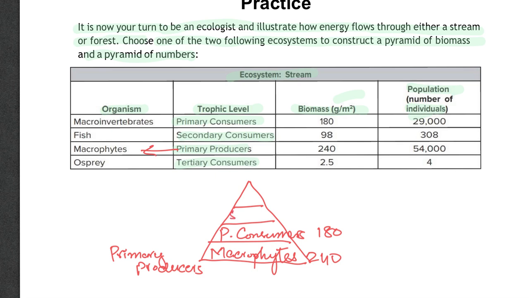Then we have the secondary consumers. Then we have the tertiary consumers. As you go up, you see the secondary consumer fish, which will be 98 grams per square meter, and the tertiary consumers will be 2.5 grams per square meter. You can see here how the biomass is reducing, and why it's reducing: because energy transfer is not 100% efficient. Thank you very much for watching the video.